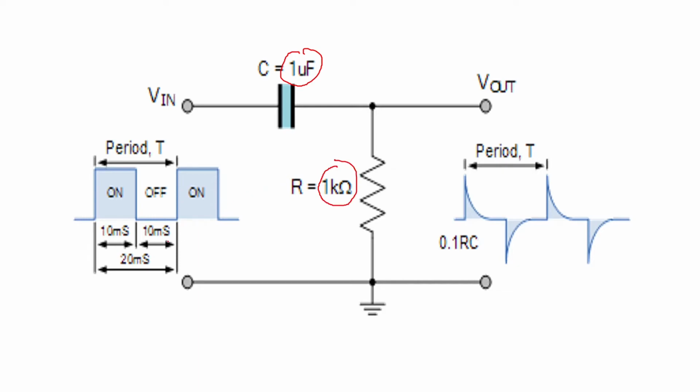Now, in this case, this is the time period, 20 millisecond, of the on and off. So whenever it is on, it is going to give you a spike here, and whenever it is off, it is going to give an inverted spike here. So this is how you are going to get spikes if the input is a square wave.